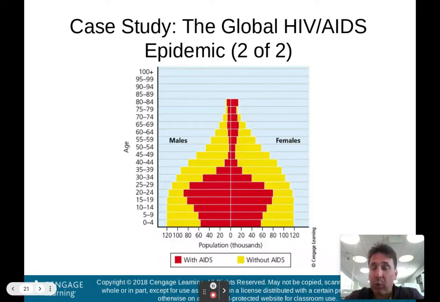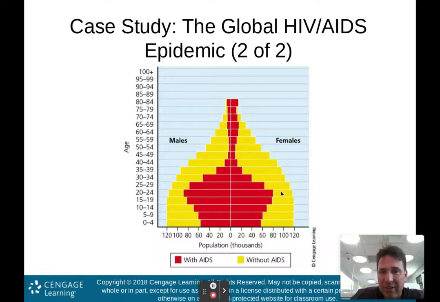So what this is projecting is how Botswana is going to look age-wise with AIDS and without AIDS. And you'll notice what's going on here, right? With the AIDS, you're having not a lot of people reach maturity, and you're having a lot less kids being born, because unfortunately you're losing a lot of people in that age-bearing range, right? Because those people ages 15 to 49 are dying.